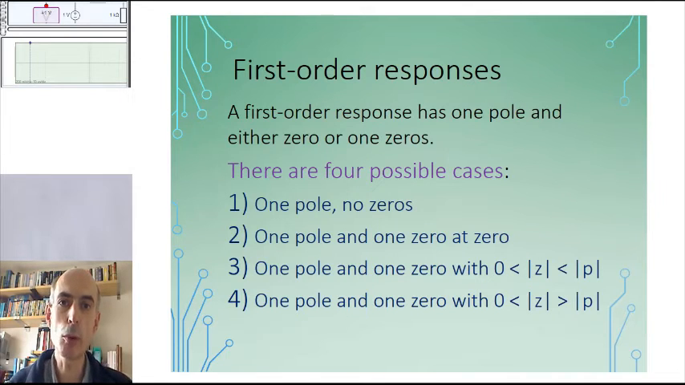If you have one pole, then you can have a maximum of one zero. But that zero could either be at 0 Hz, or some finite frequency below the pole, or some finite frequency above the pole. In this video, I'll just consider the two simpler of these four cases, the first two.